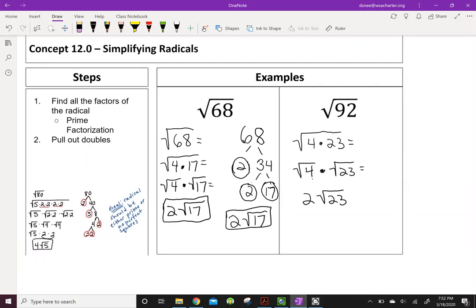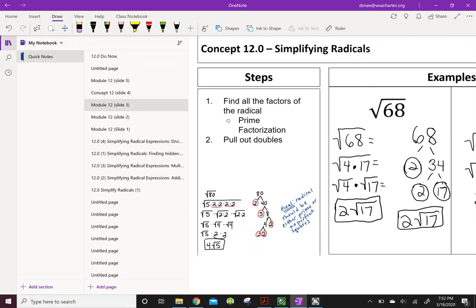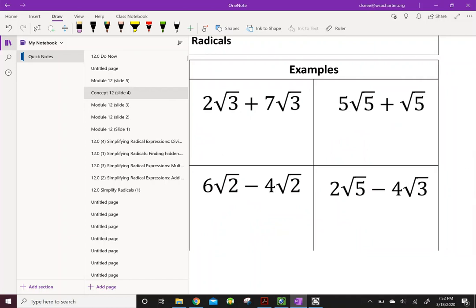Okay, and we're going to move on to the next example on the next page. Once again, stop the video whenever you need to. I'm going to keep on rolling.